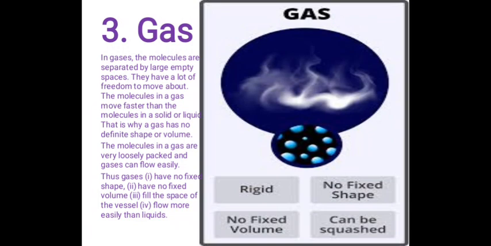Thus, gases have no fixed shape, have no fixed volume, fill the space of the vessel, and flow more easily than liquid. So in this picture you can see it's not rigid, has no fixed shape, no fixed volume, and can be squashed.